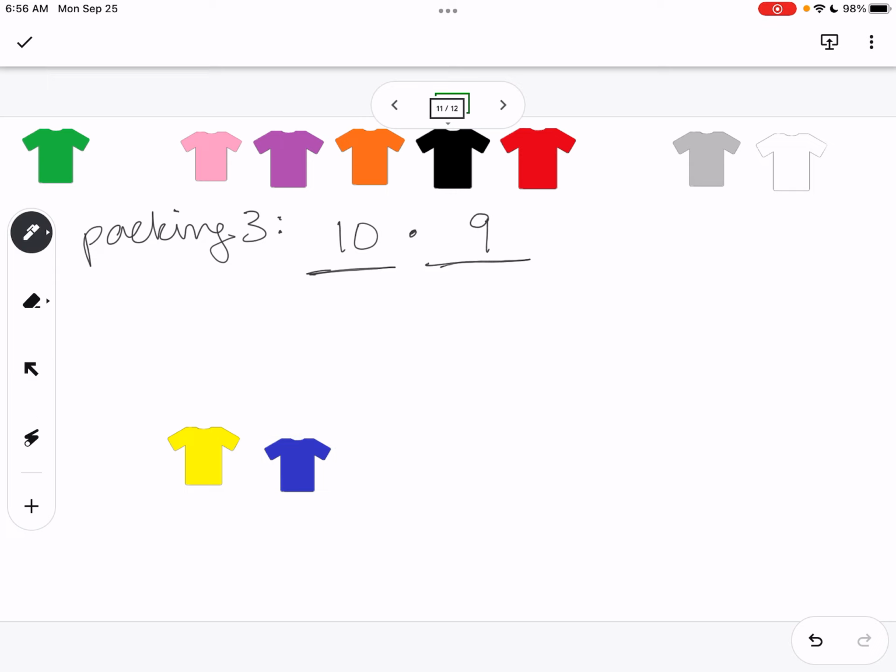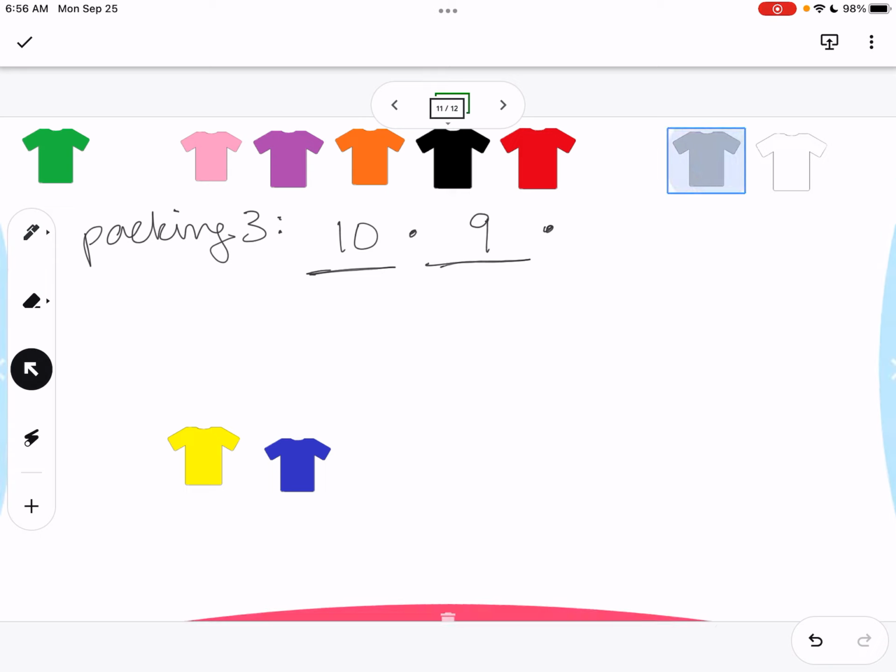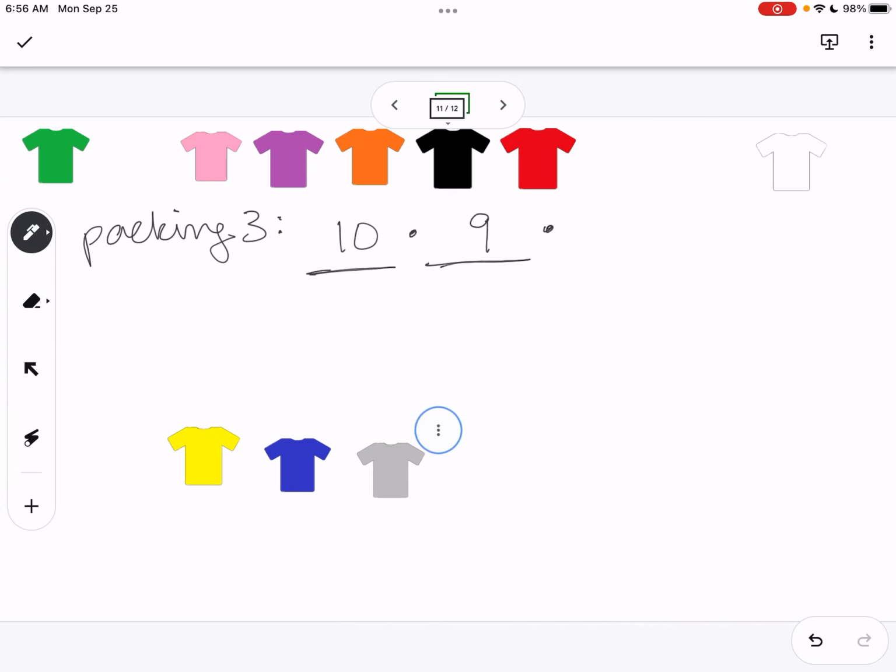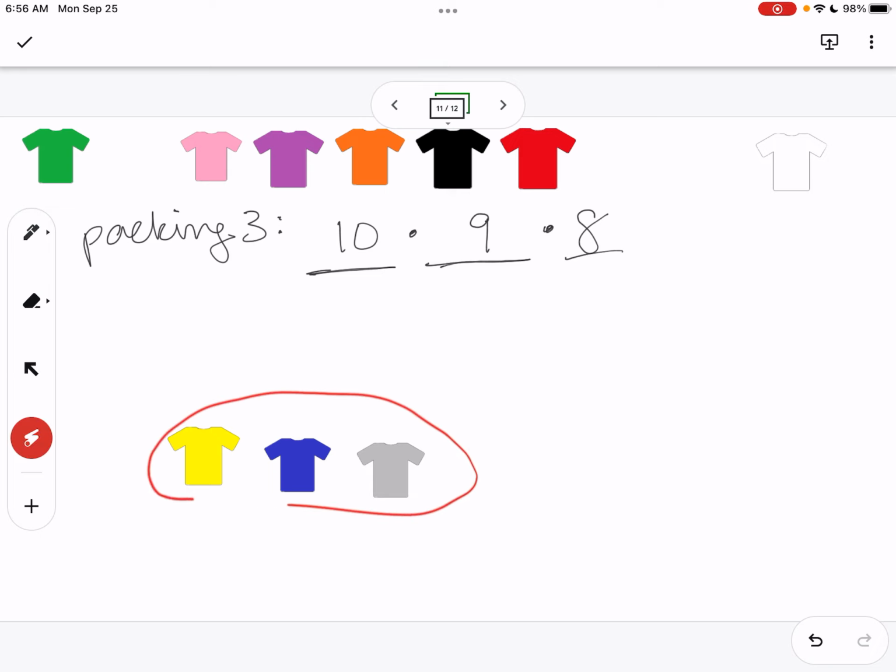I want one more shirt. I'm going to pack a gray shirt. I had 8 choices and I chose gray. So there's 10 times 9 times 8 ways to pack shirts in order, right? First I packed my yellow, then I packed my blue, then I packed my gray.